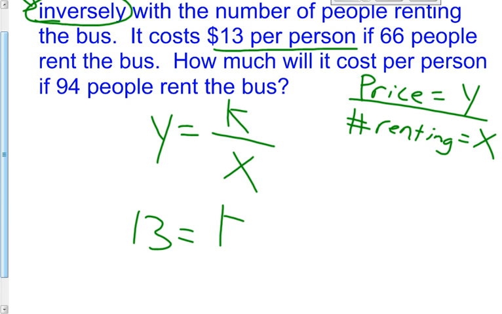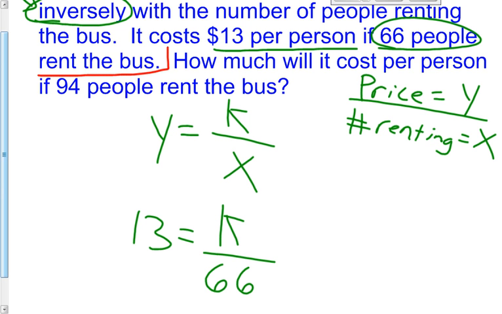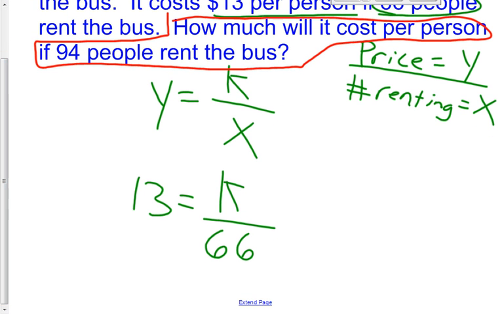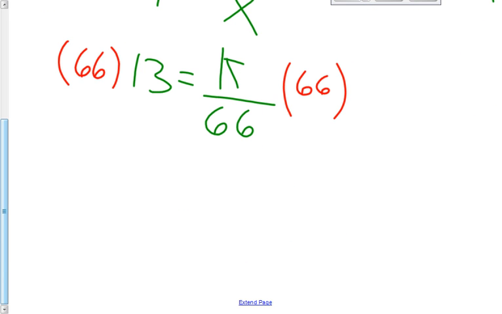Let's find our constant of variation k when x is the number of people renting, which is 66 people renting that bus. So y equals k over 66. And as we have done in the past, we're going to save this red part until we find our constant of variation. So let's find our constant by multiplying both sides by 66. So 66 times 13, our constant of variation is 858. K equals 858.